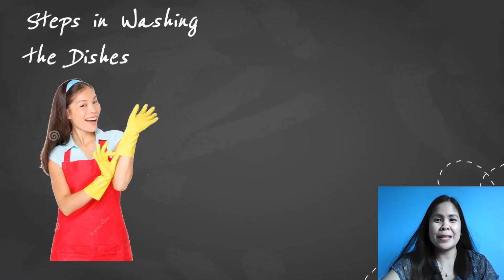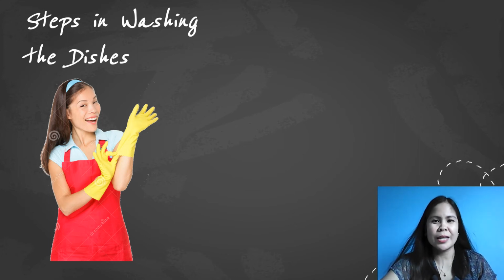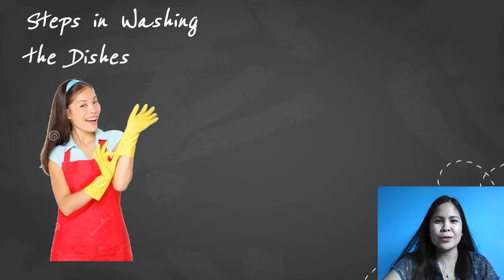After knowing the different cleaning compounds, let's now move on to the steps in washing the dishes. Dishwashing, or washing the dishes, doing the dishes, is the process of cleaning cooking utensils, dishes, cutlery, and other items to prevent foodborne illness. Rubber gloves can be worn during dishwashing to protect the hands from detergent and allow the use of hotter water. So let's have the different steps in washing the dishes.